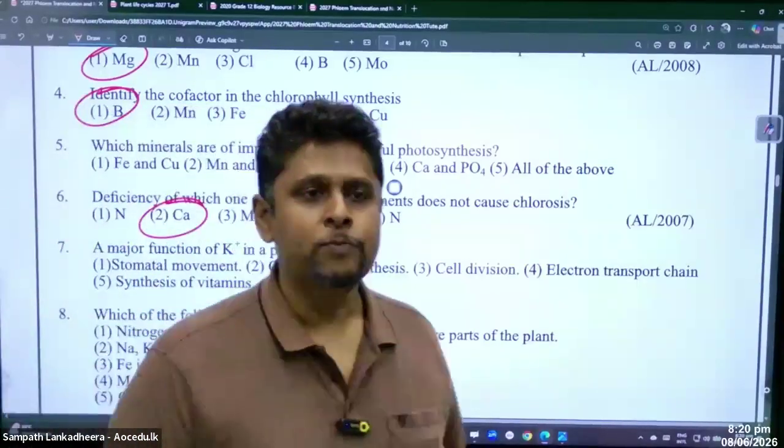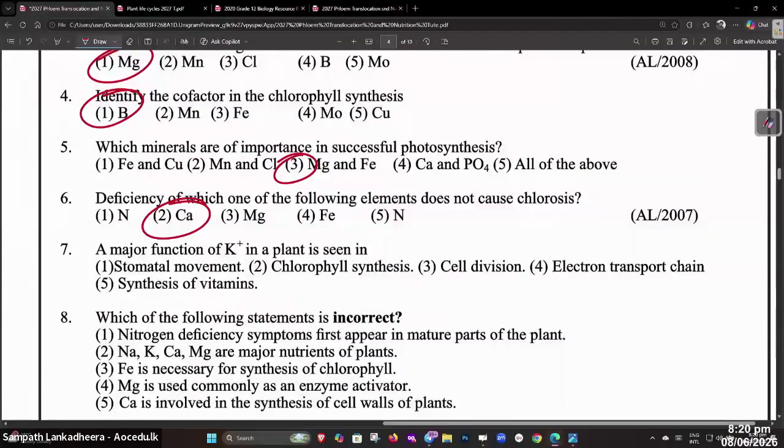Question number 7, people. A major function of potassium in a plant is seen in, right? Major function of potassium. What are you going to take as the answer? Very good. The answer has to be the first one, people.